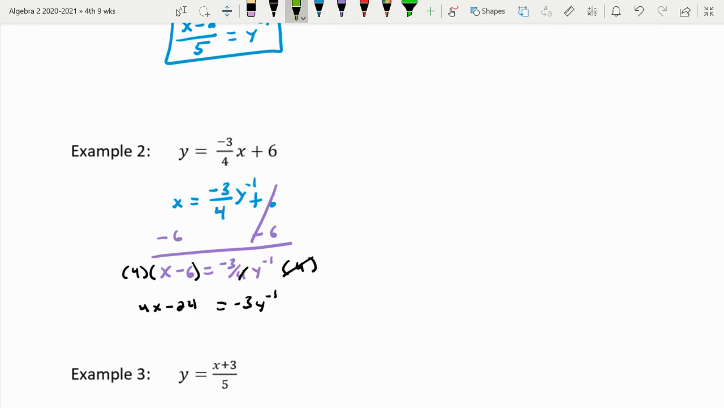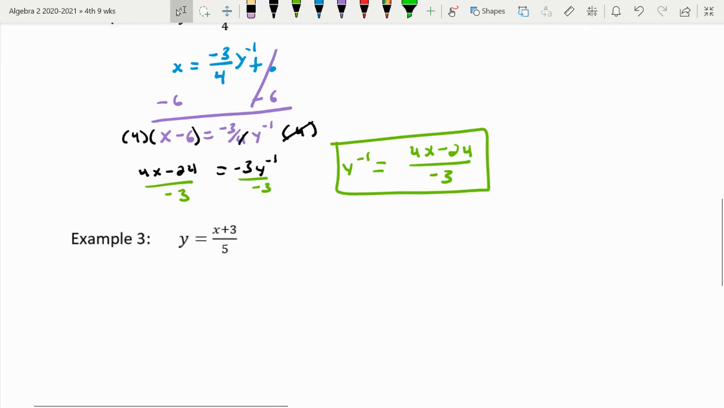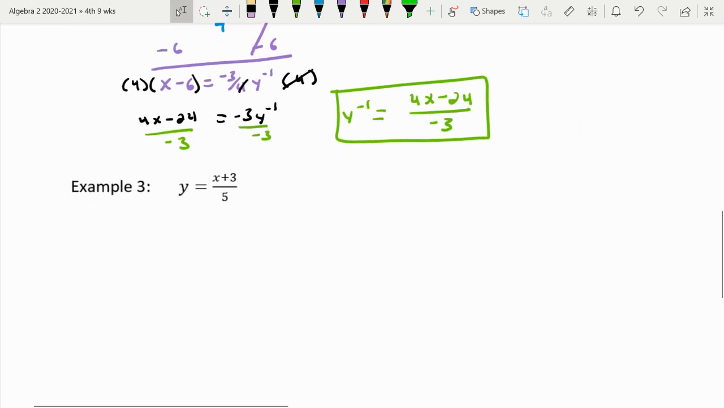Now I'm going to divide by -3, and I'm going to be left with y inverse equals 4x minus 24 over -3. There are alternative ways of writing this without leaving the negative in the denominator, so we can discuss that further in our Zoom sessions.